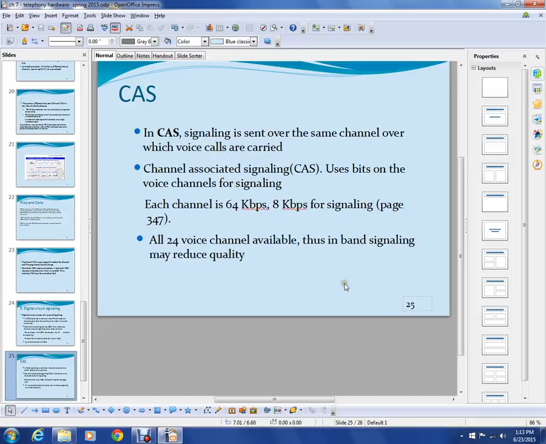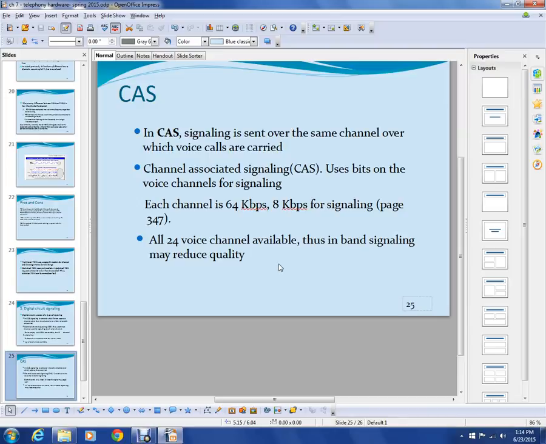Okay, CAS is channel associated signaling. In CAS, signaling is sent over the same channel over which the voice is carried. For example, in this signaling method, each channel uses 64 kilobits per second of bandwidth. 8 kilobits is for signaling, and the other is for voice transmission. Although 24 channels are available, in-band signaling may reduce quality.